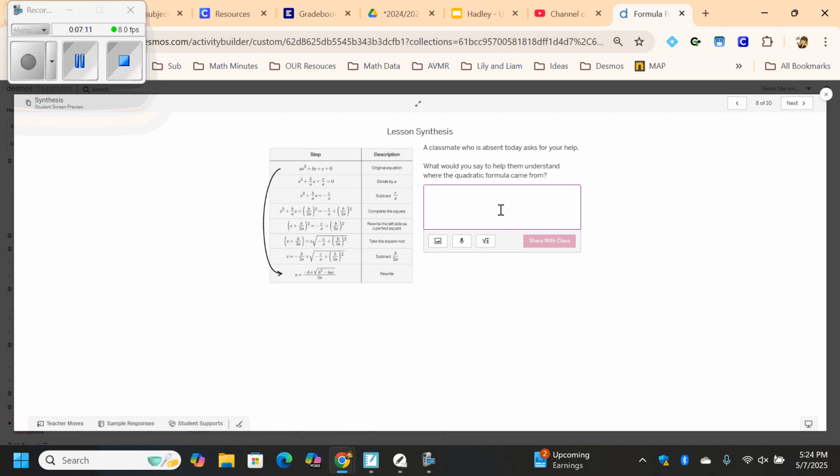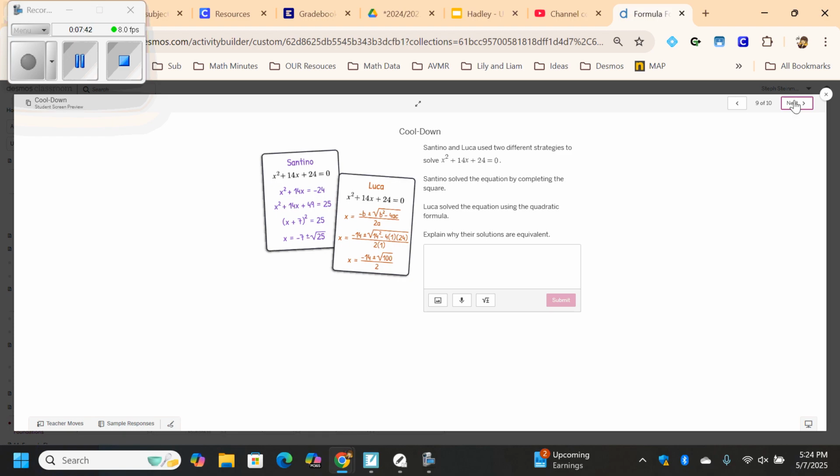Okay, so a classmate who's absent today asks you for help. What would you say to them? Understand? So you can substitute the values A, B, and C into the quadratic formula and find the answers for X.